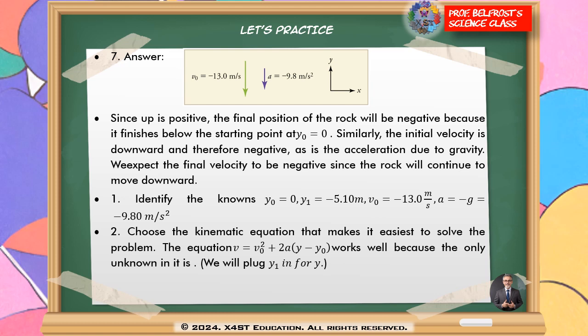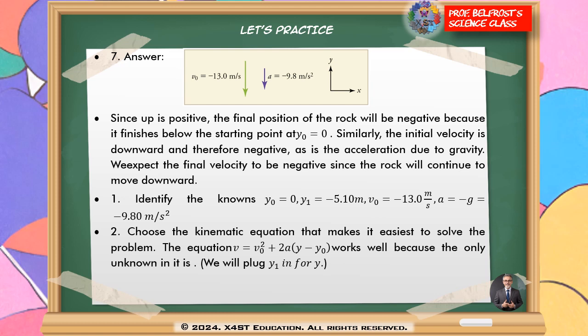Since we take up as positive, the final position of the rock will be negative because it will finish below the starting point at y0 equals 0. The initial velocity is downward, therefore negative, and acceleration is also negative due to gravity. So we expect the final velocity to be negative too, since the rock will continue to move downward.